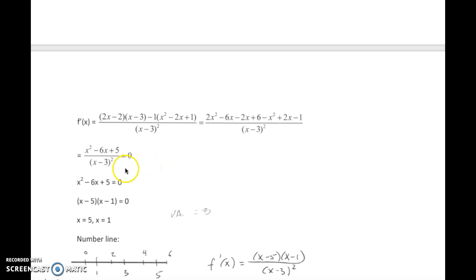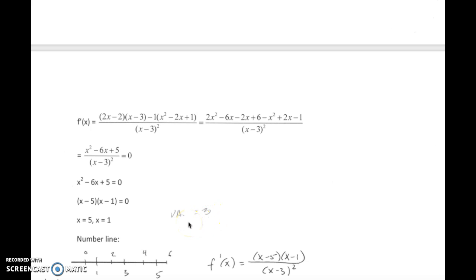Okay. Now when we multiply both sides by the denominator, the denominator multiplied by 0 is still 0. So we're really just dealing with the numerator, which factors really nicely into x minus 5 and x minus 1. And so our critical numbers here are x is equal to 5 and x is equal to 1. But remember, we had our vertical asymptote at 3.